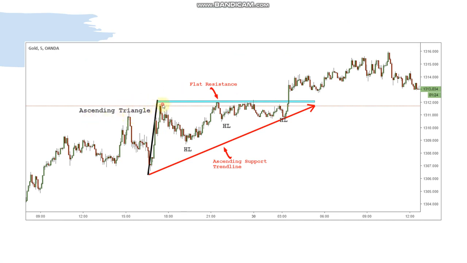Ascending triangle. See, this is a flat resistance. The market was making higher low, higher low, higher low, and boom. See, the market gave a breakout. So where will be the entry? The entry will be around here, and after that we see an uptrend in the market. So this is how you need to spot the ascending triangle pattern and execute the trade.